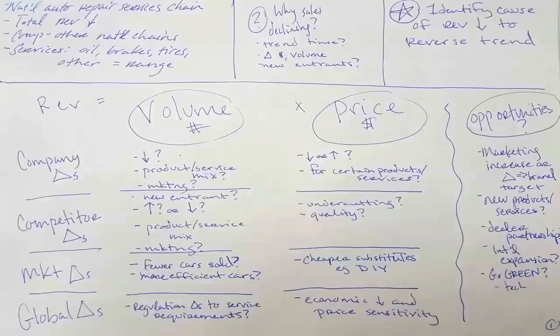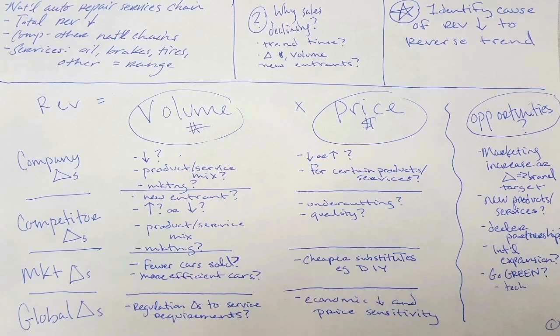So in terms of the volume change given company changes, are we seeing a decline? Because we don't have that information yet. Could it have something to do with a change in our product service mix or a change in our marketing? And then in terms of our prices, has there been an increase or decrease in prices that might change things? Obviously, if there were an increase in prices, we'd have to see a drop in volume to balance that out to get the overall revenue decline.